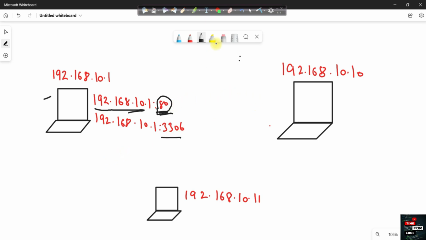So consider this is a server machine. This one is a server machine, and this IP address is known to everyone, every client. Client number 1, C1, and C2.